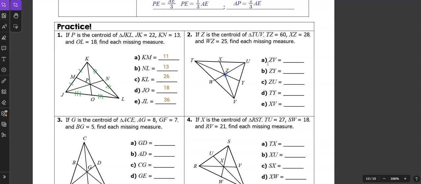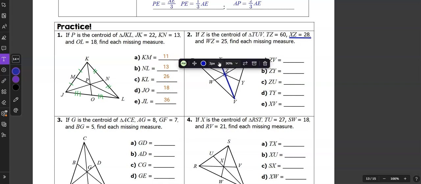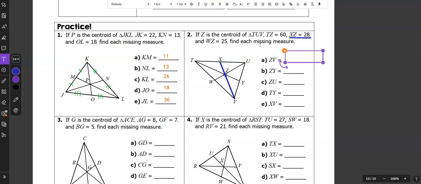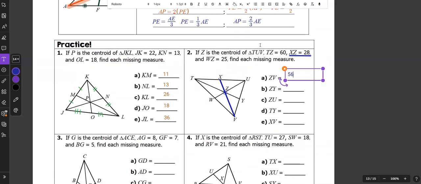So let's go ahead and look here. They want us to find the length of ZV. So that's going to be part of segment XV. Now they tell me that XZ is 28 and XZ is the smaller section of our median. So that goes from our centroid to the edge. So that means it is half the length of our longer segment, which is from Z to V, and that's what we're looking for. So if we take 28 and multiply it by 2, we're going to get 56.